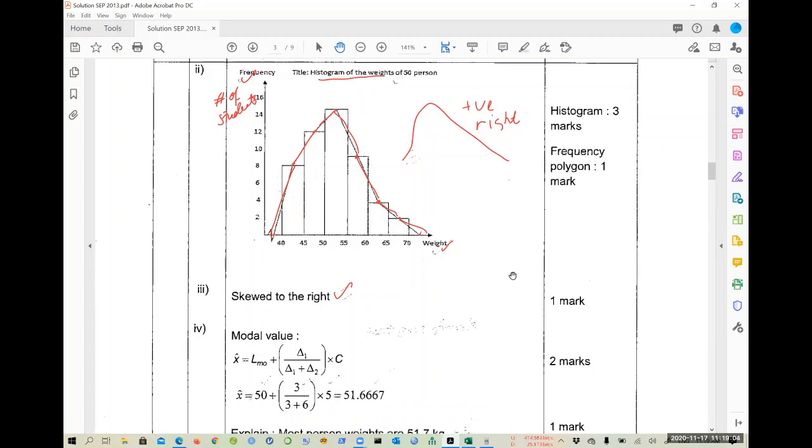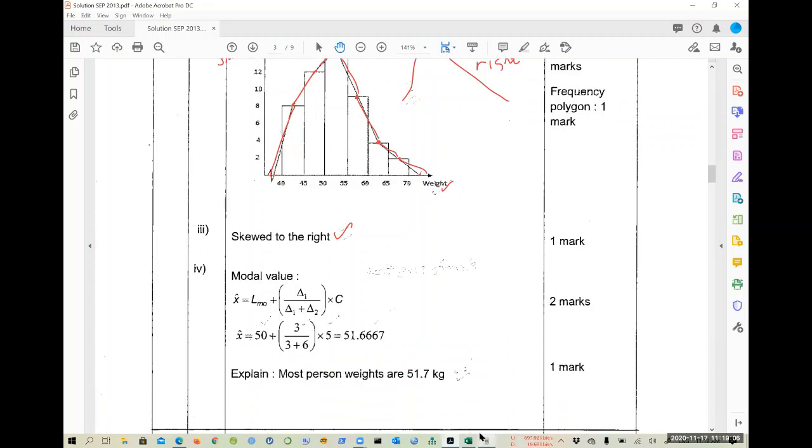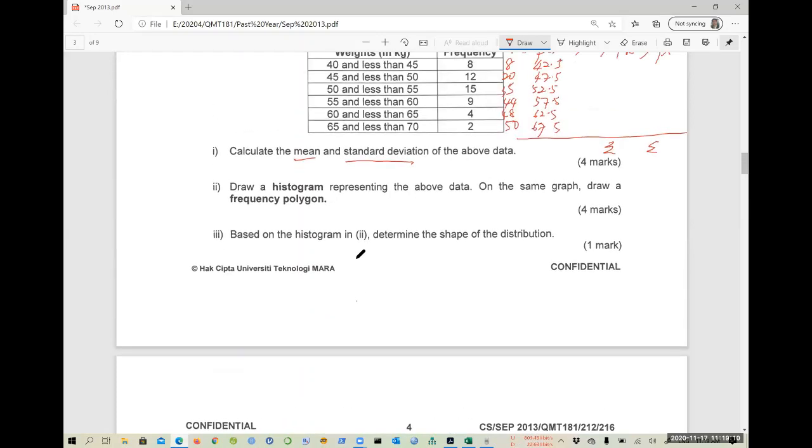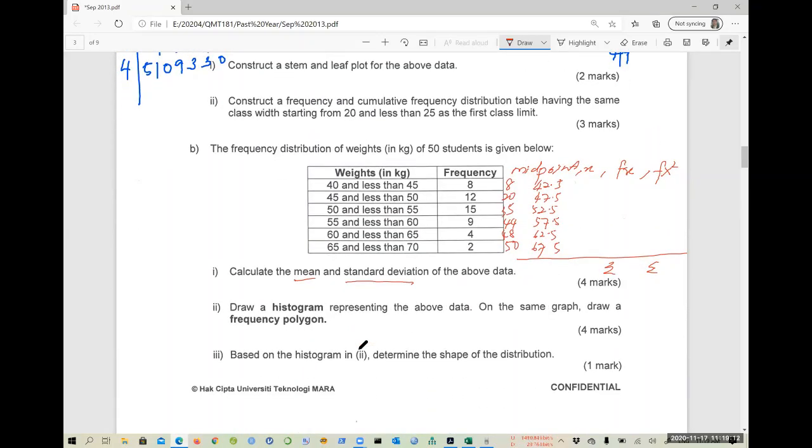Okay, and the next question asks you to find the mod. Okay, find the mod value. So in order to find the mod value, the first thing that you need to do is to identify which class has the mod value. So to determine which class has the mod values, just look at the frequency. The highest is 15, right? So that means the mod value will be somewhere between 50 to 55.